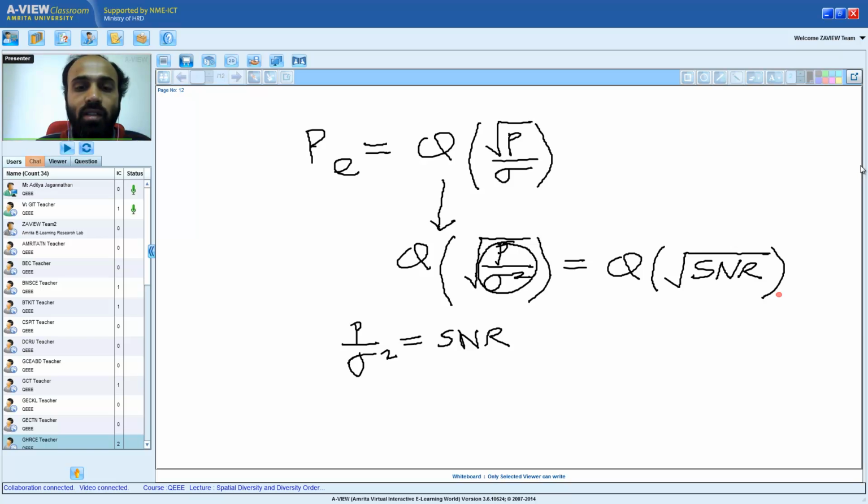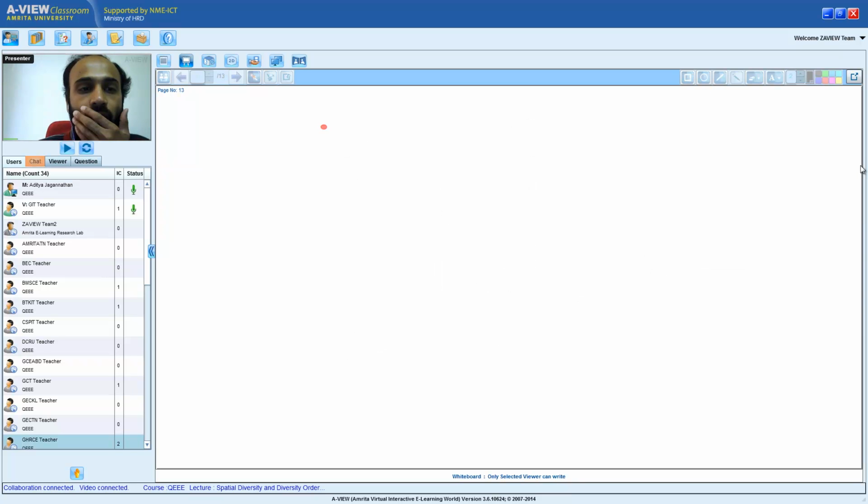What is the Q function? We have already described it. The Q function is the probability that a standard Gaussian variable of mean 0 and unit variance is greater than or equal to a value. So let me define the Q function again. This is the standard communication error function.